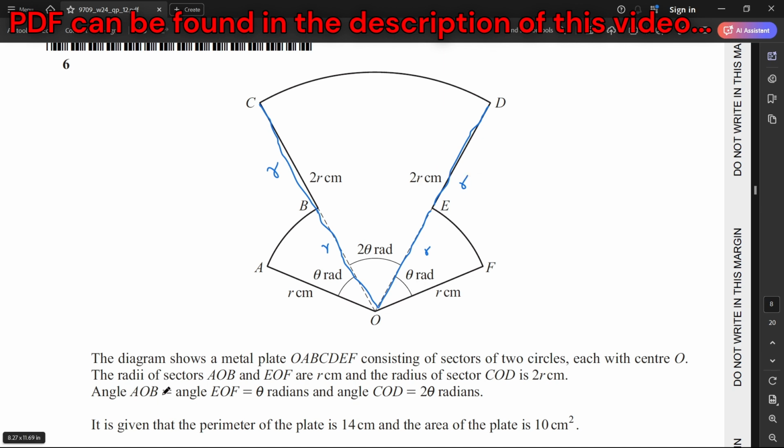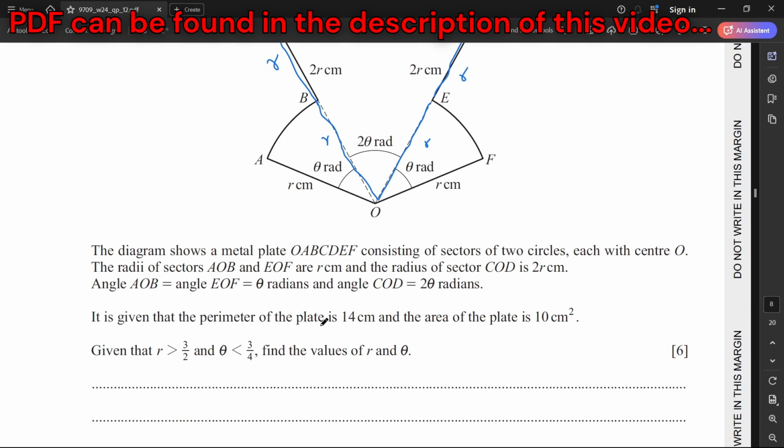Now the angle of AOB is theta. It's the same as angle EOF, and it's given in radians obviously, and angle COD is 2 theta radians. It is given that the perimeter of the plate is 14 centimeters and the area of the plate is 10 square centimeters. And for these values of r and theta, we need to find the values of r and theta.